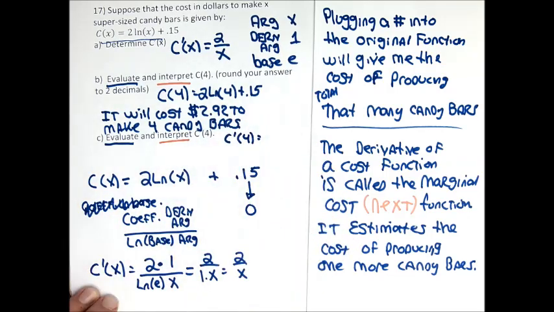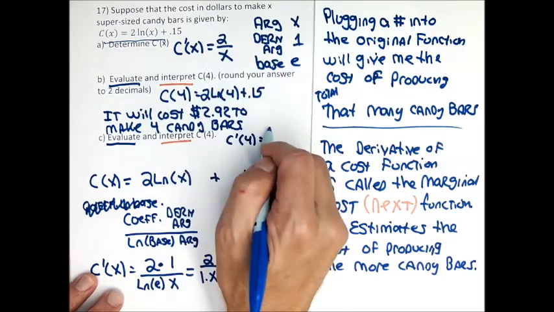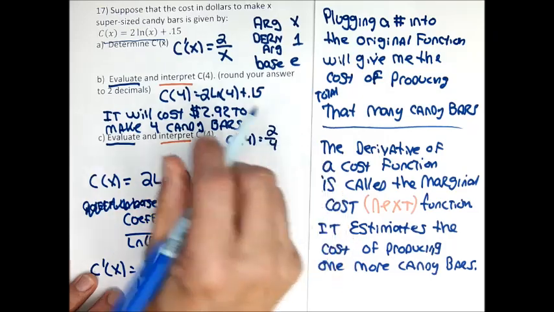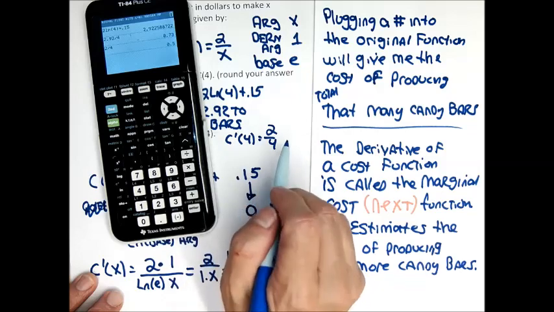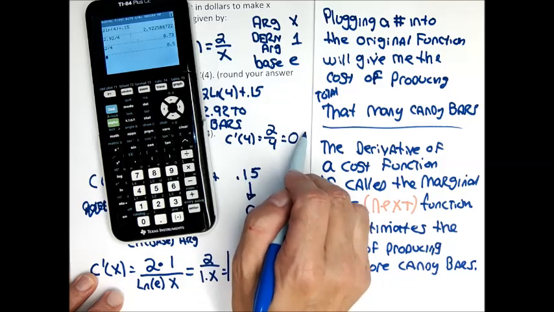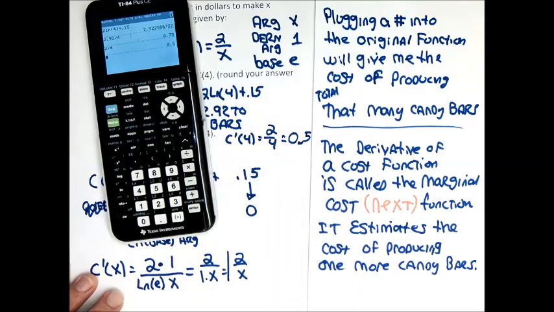It tells me, it estimates the cost of producing the 5th candy bar in this case, because I'm doing it at 4. So I'm just going to use the derivative, which I have up there, and I'm going to go 2 over 4. I'm probably going to make that into a decimal, which is so strange, but I like decimals when it comes with money better than fractions. And that's going to be the same as 50 cents or $0.5.